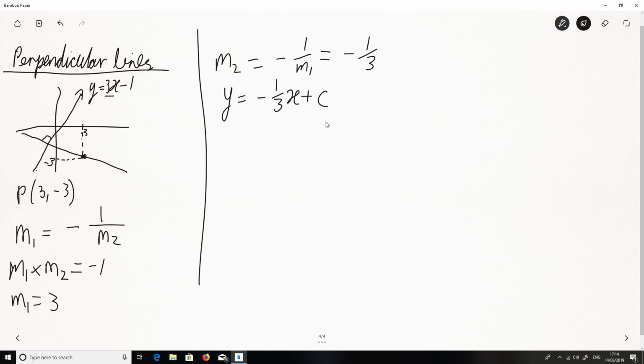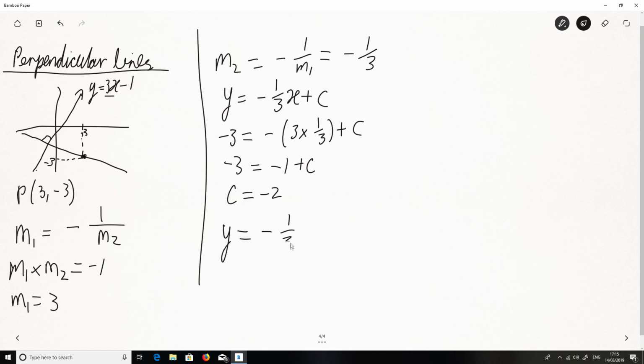So in order to finish up this question and solve what that value is, we just put our point (3, -3) into it. So minus 3 equals minus 3 times 1/3 plus c. So minus 3 equals minus 1 plus c. So c equals minus 2. And that means that the overall equation of this line is y equals minus 1/3 x minus 2. And that's this line just here. And that's just how to solve for perpendicular graphs.